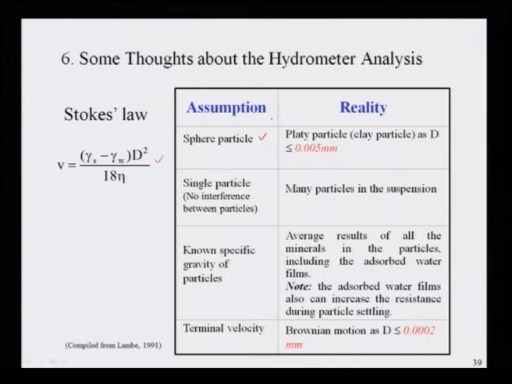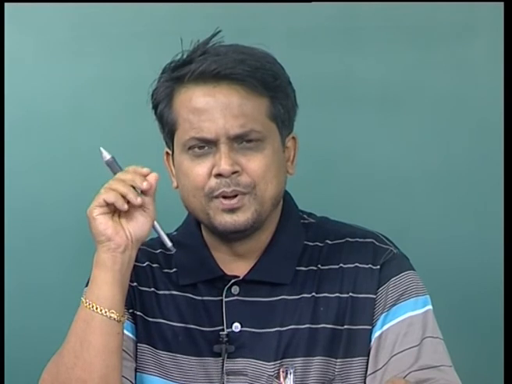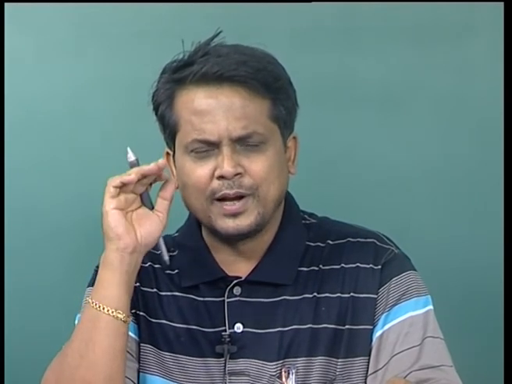In reality, platy particles occur when d is less than 0.005 mm. Another assumption is a single particle, that means no interference between particles. In hydrometer analysis, you take a measuring jar, mix soil with water and deflocculating agents, then put the soil particles inside the water. The assumption is that each particle is a single particle. It should not be that 2-3 particles mix, make a bond and settle together.